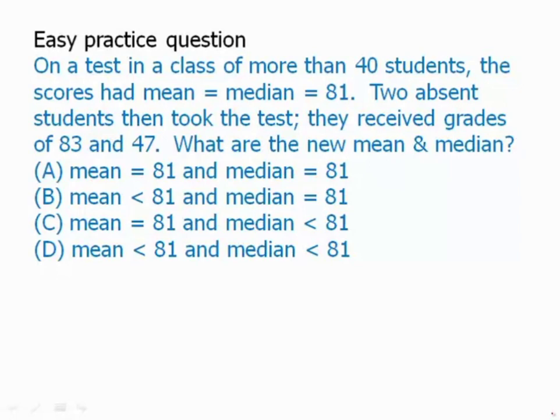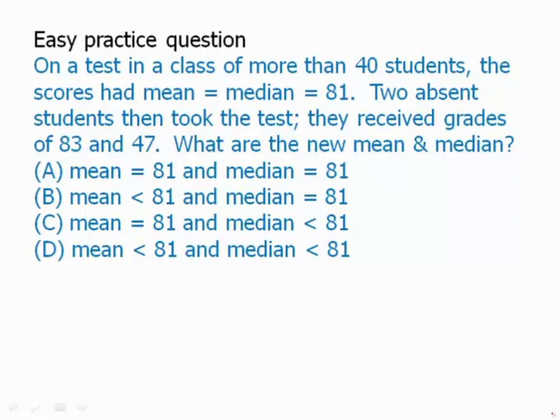Okay, on a test in a class of more than 40 students, the scores had mean equal median equal 81. So the scores were symmetrical. We don't know what the scores were, but they were symmetrical. 2 absent students then took the test. They received grades of 83 and 47. What are the new mean and the median? Well, first of all, notice one score is above the median, one score is below the median. And so if we add a number above the median and add a number below the median, then the median itself still is the center. So the median still has to be 81.